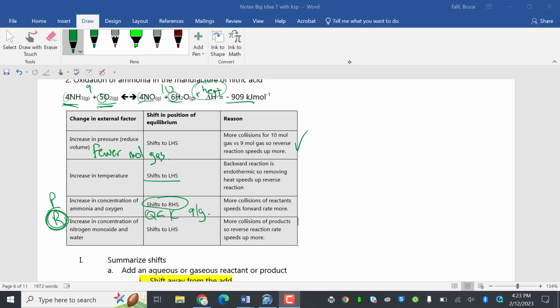All right. Increase in concentration of nitrogen monoxide and water. Those are products, so products over reactants. If I increase my products, then Q is going to be bigger. Q is bigger than K, so it'll shift to the left-hand side. Why? Algebraically.